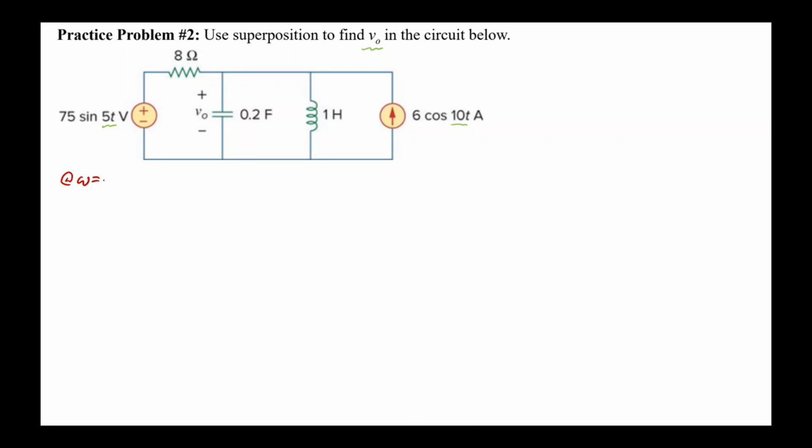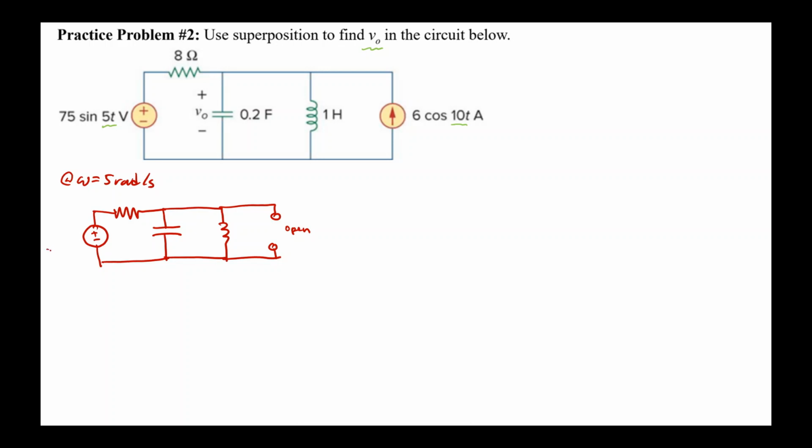At omega equals 5 radians per second, the drawing is like so. Notice that I've opened the current source that is not at 5 radians per second. For the voltage source, I can put that in phasor form as 75 angle minus 90 degrees volts. The minus 90 degrees comes from the conversion from the sine to the cosine base.